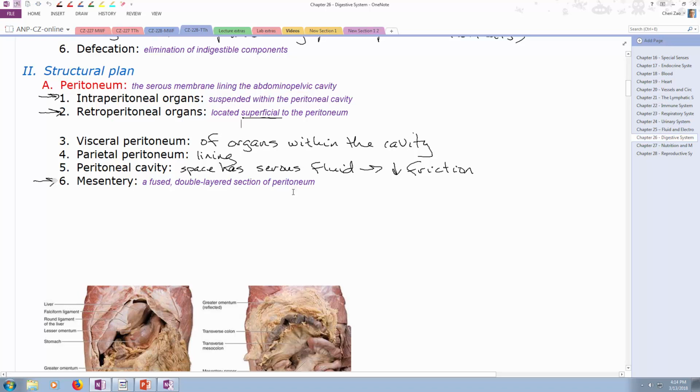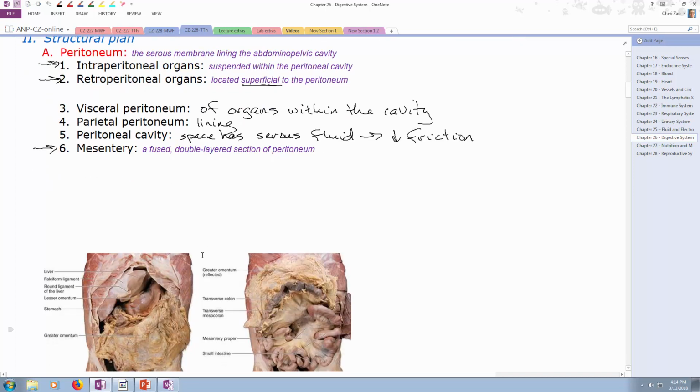So it is behind the parietal peritoneum, anything that is retroperitoneal. Organs that I want you to know as being specifically retroperitoneal for us, associated with the digestive system, are the pancreas, the duodenum, and our ascending plus descending colon. So those things are not in the abdominal pelvic cavity. They are retroperitoneal and covered up with the parietal peritoneum.